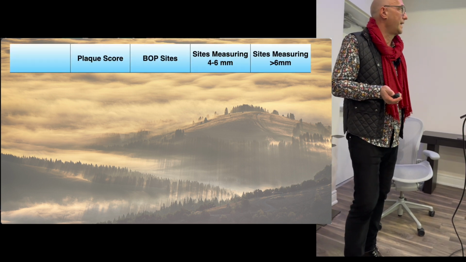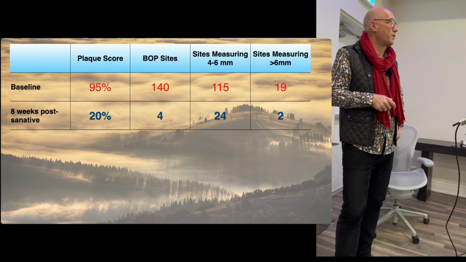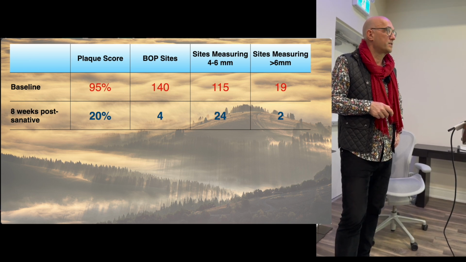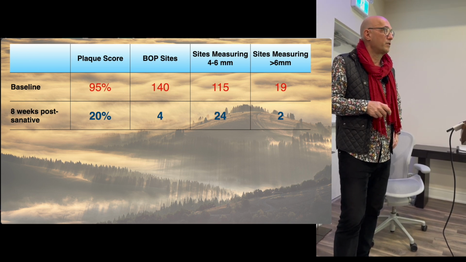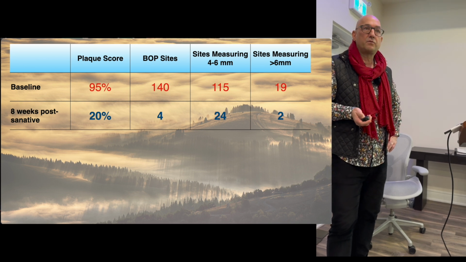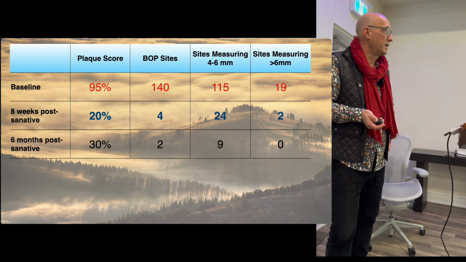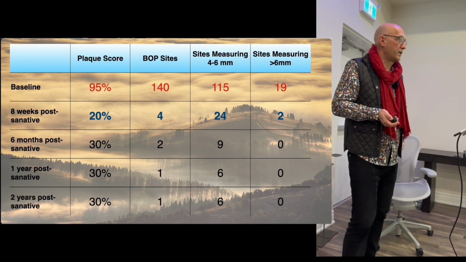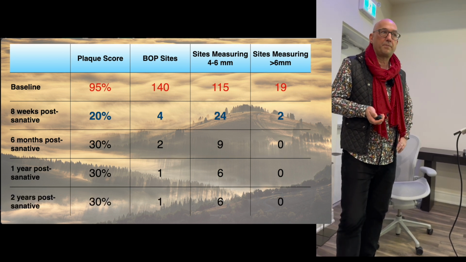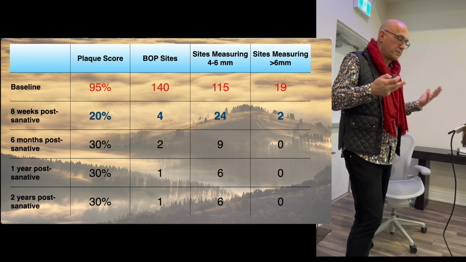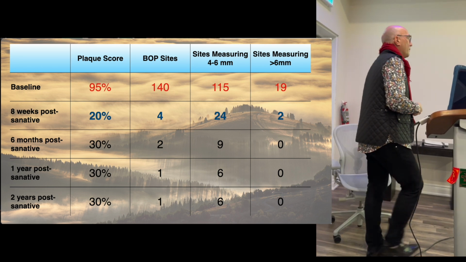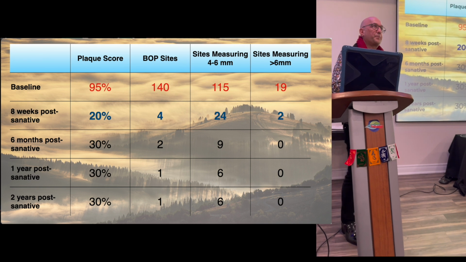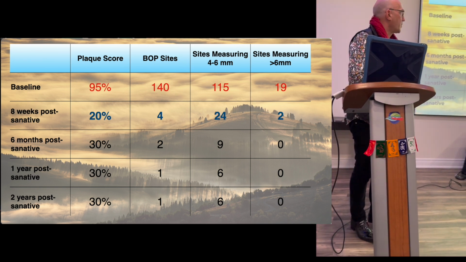That's where we started. 8 weeks later, plaque scores better, bleeding sites down to 4, sites measuring 4 to 6, 24, and 2 that were from 19. So really good. We look at it 6 months later, it's better still. You look at it 1 year later, 2 years later, it's sustainable. Right? So this is sort of what we do on a day-to-day basis. So most of our treatments for patients involve this sort of approach.